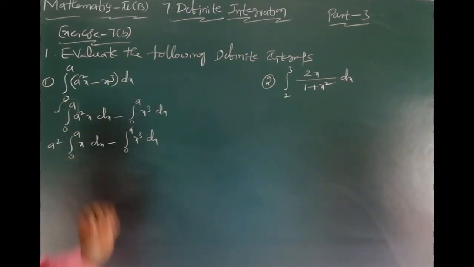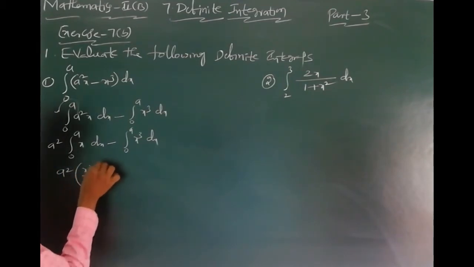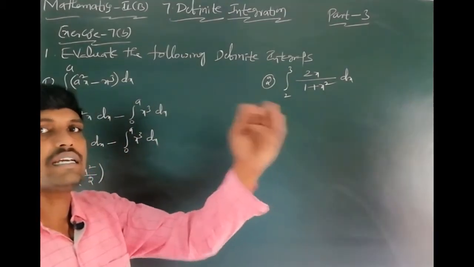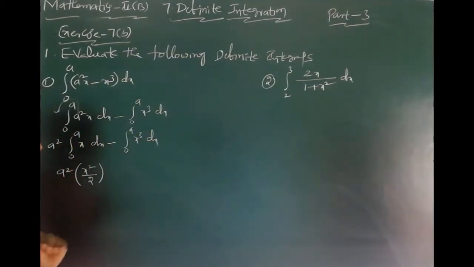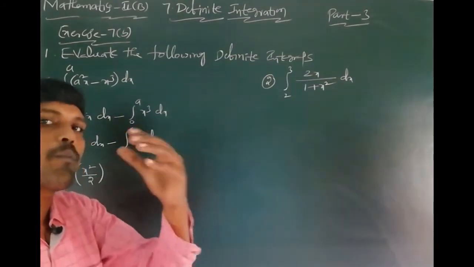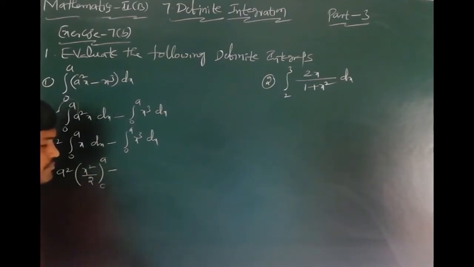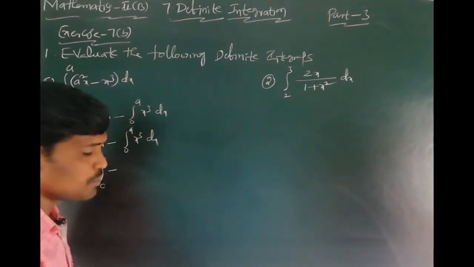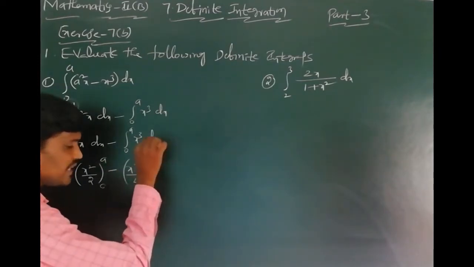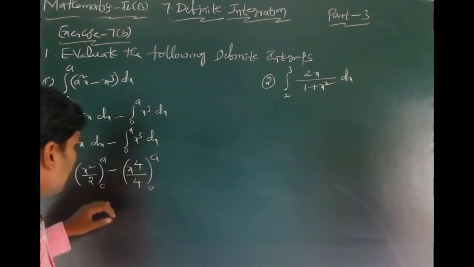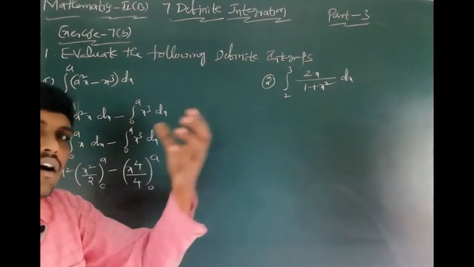Next, what is the integration of x? The integration of x is x square by 2. We already explained the integration topic and the important formulas. The formula is integration of x is x square by 2 plus c. Here x square by 2 with limits 0 to a, minus the integral of x cube, which is x power 4 by 4, from 0 to a. Here 0 is the lower limit and a is the upper limit. You write the upper limit first, after that the lower limit.